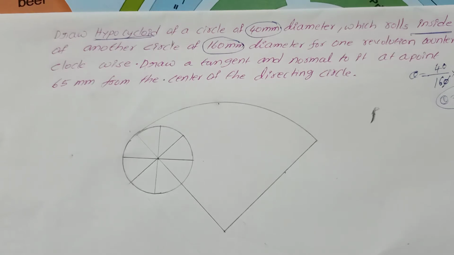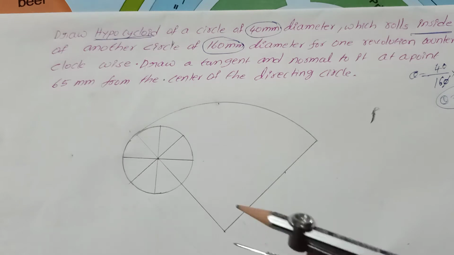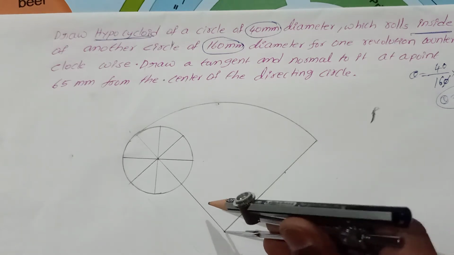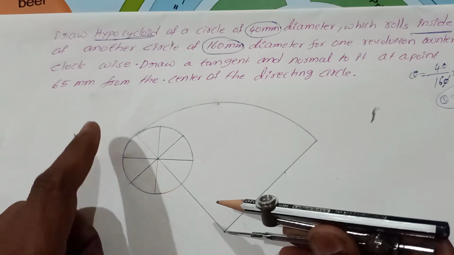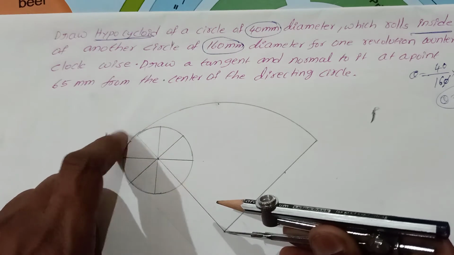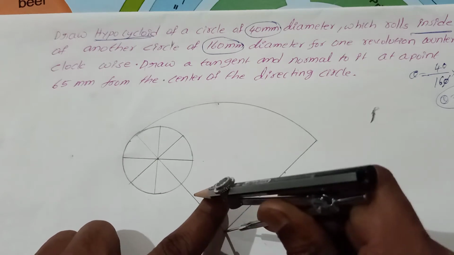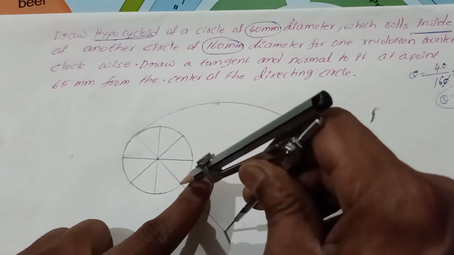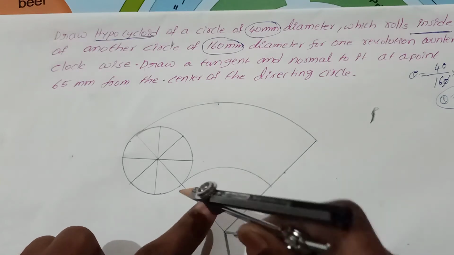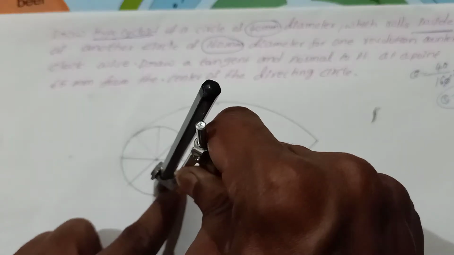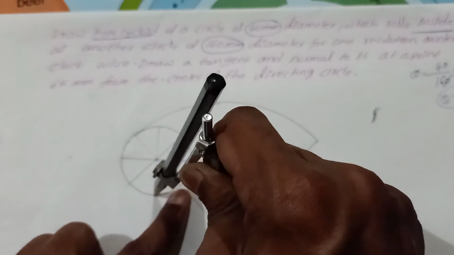Before dividing it into 8 parts, draw the curves from every point. We have drawn the curves in epicycloid also, when the circle is outside. Now the circle is inside, and also we have to draw the curves from every point. From every point, draw the curves.